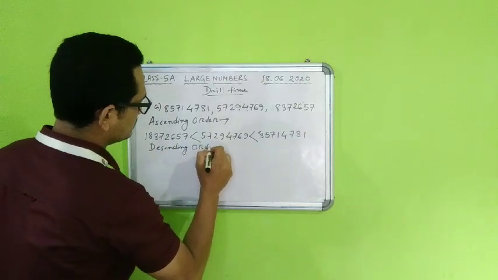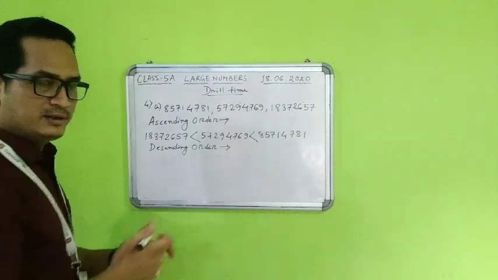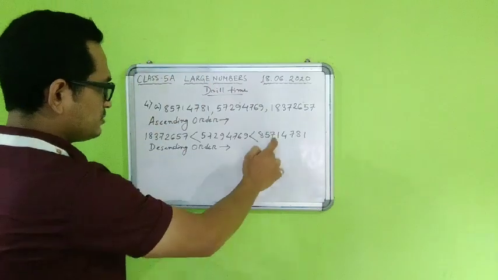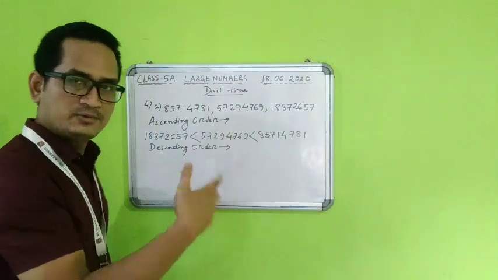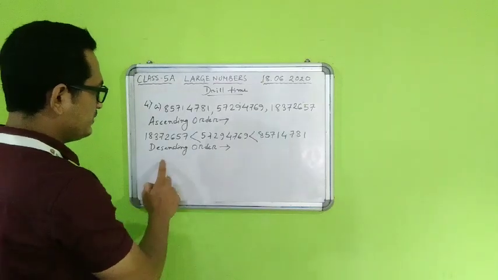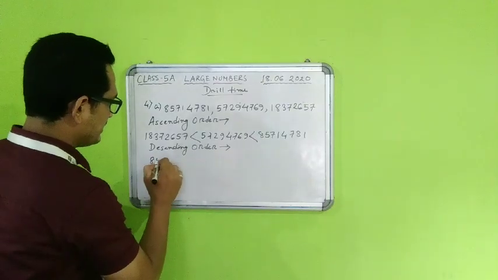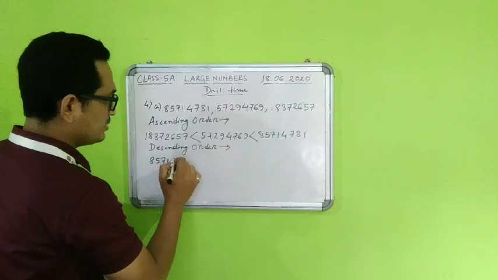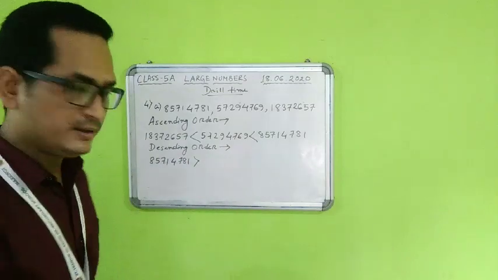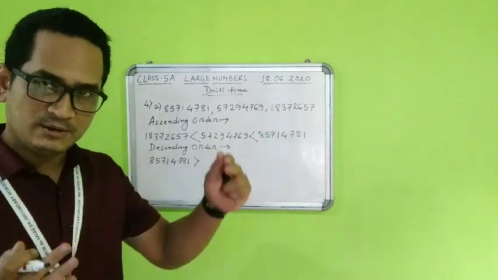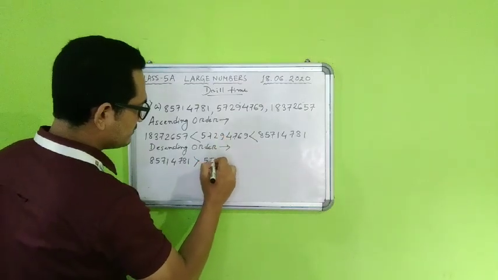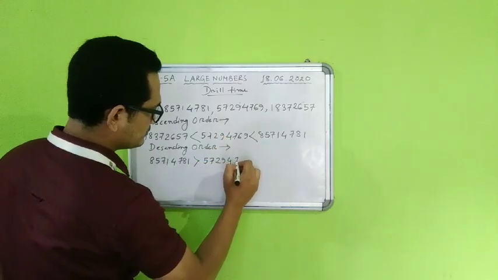So let us write down the descending order now. Descending order, I need to write, that is the greatest to smallest. Out of these three, definitely this is the greatest, as we already came to know while arranging the ascending order. So just reverse it. The last one will become the first one, that is 8571 4781. Now the symbol will be changed. Why? Because this is the greater one now, so the opening of the symbol will come towards this side. Then this will be in the center itself, because this is the middle value.